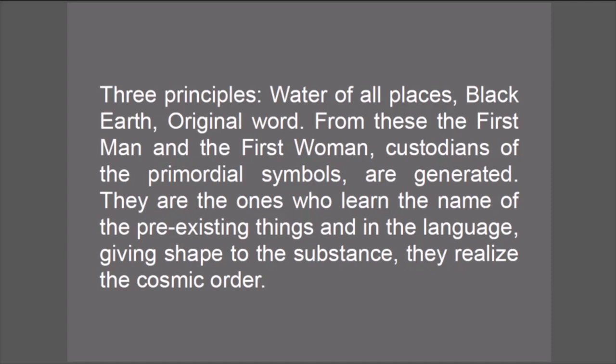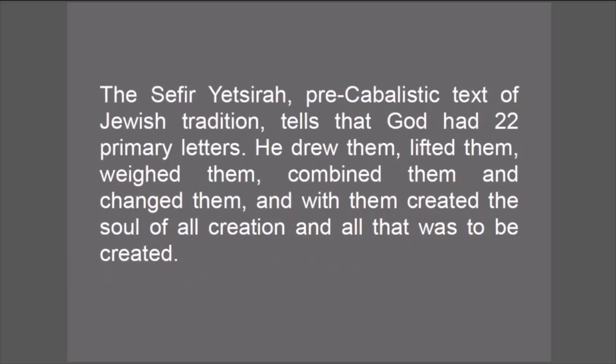The Sefer Yetzirah, pre-Kabbalistic text of Jewish tradition, tells that God had 22 primary letters. He drew them, lifted them, weighed them, combined them, and changed them, and with them created the soul of all creation and all that was to be created.